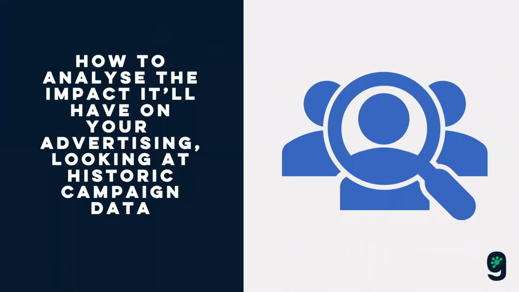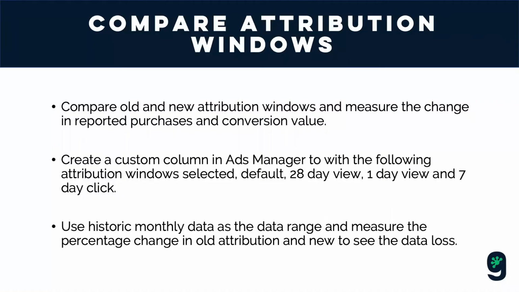So let's move on to how to analyze the impact this change is going to have on your advertising by looking at historic campaign data. So what you can do at the moment is do an in-ad account analysis to actually see the change in data and what's the likely decrease when this change is fully implemented come the spring, when Apple forces all apps to show that prompt. So you want to compare the old and new attribution windows and measure the change in reported purchases and their conversion value.